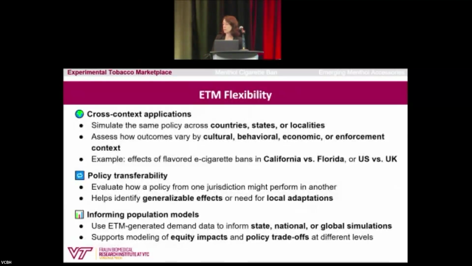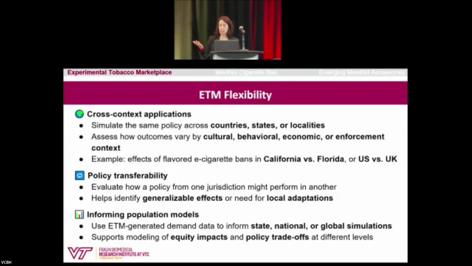The ETM can be applied across contexts, which allows us to simulate the same policy in different localities, and this helps us assess how outcomes might vary depending on cultural, behavioral, economic, or enforcement differences, for example. It also helps us evaluate policy transferability, so how a policy that works in one jurisdiction might perform in another. And this is critical for identifying which effects are generalizable and where local adaptations might be needed.